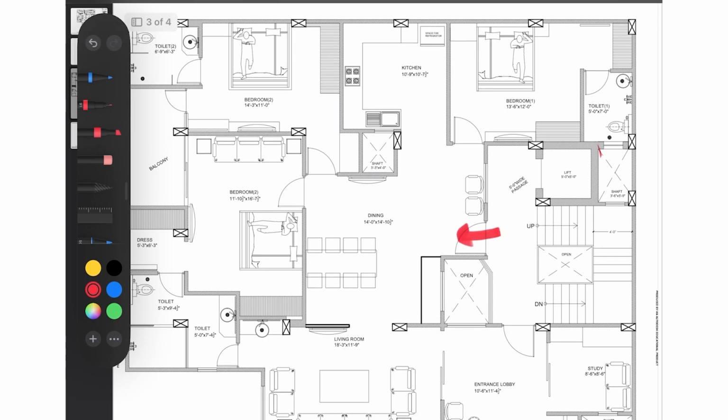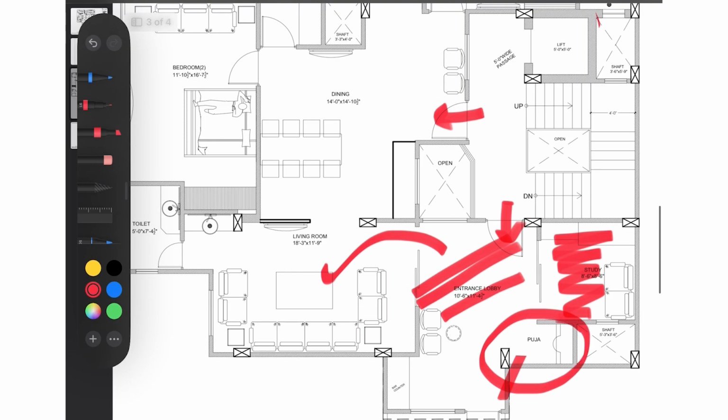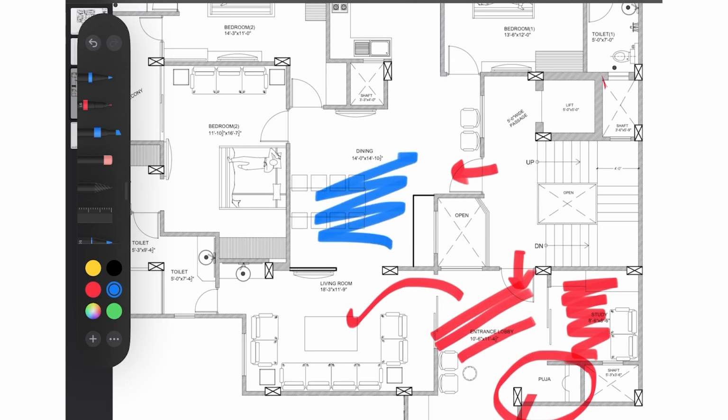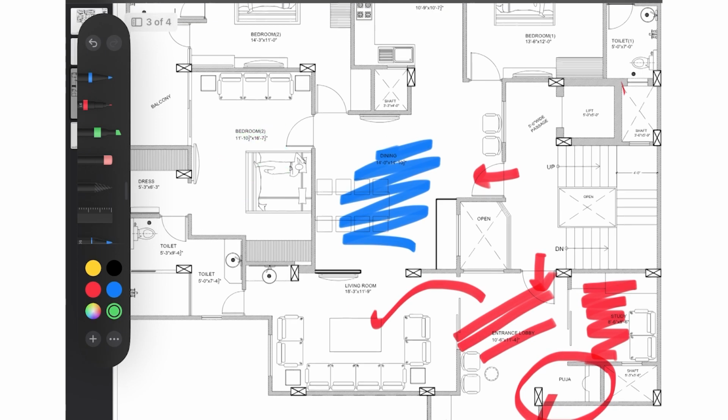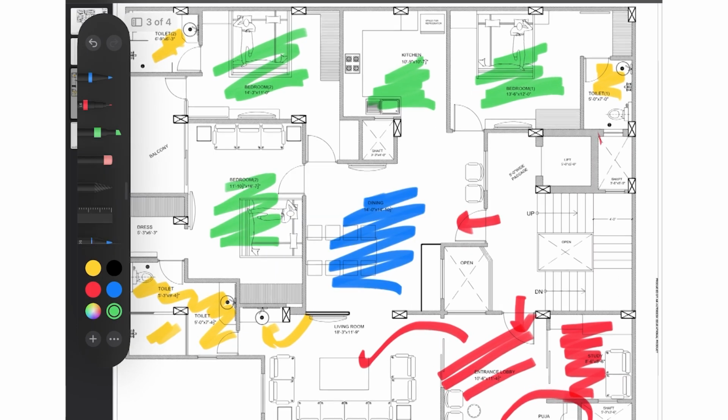Now this is your main entry and this is your another entry. It's opening towards the entrance lobby, and this is your drawing area. You have your one study here, your mandir is here, this is your dining area, this is your bedroom 1, bedroom 2 and bedroom 3, and all the bedrooms have their respective toilets, and this is one common wash basin area and this is one bathing area. Your kitchen is here. So this was the architectural layout plan that we got from the client.